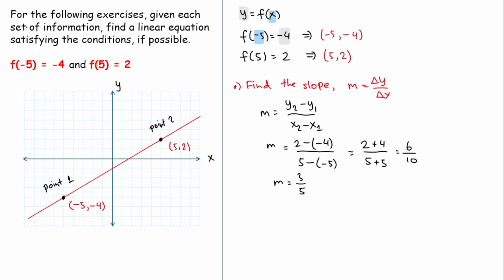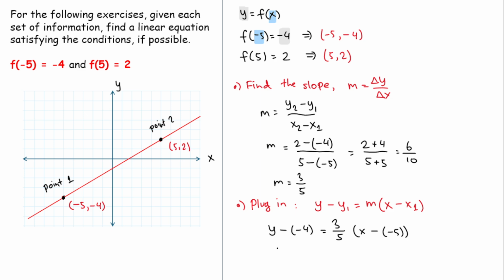Good, and the next thing that we need to do is to plug into the point-slope form. The form, remember, is y minus y1 equals the slope multiplied by x minus x1. Okay, now let's write this down. So I have y minus y1, so I'll have -4 here. And then what is the slope? Slope is 3 over 5, multiplied by x minus x1. x1 here is -5.